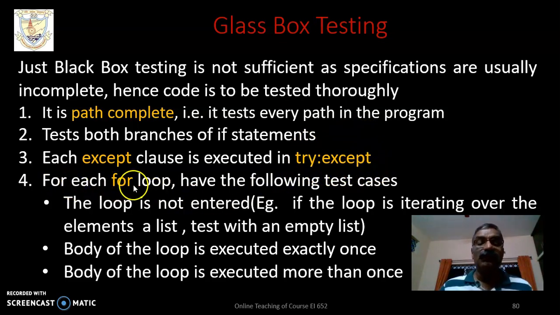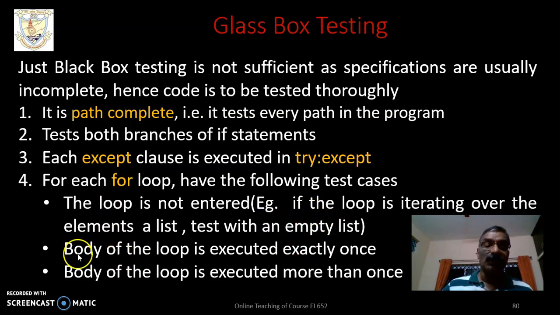Next, whenever we are using a for loop, do the following tests. Number one, the loop is not entered. So take test input in such a way that the system will not enter even once inside the for loop. If the loop is iterating over the elements of a list, test with an empty list. So that's what the loop is not entered means. If we want to iterate through a list, input an empty list.